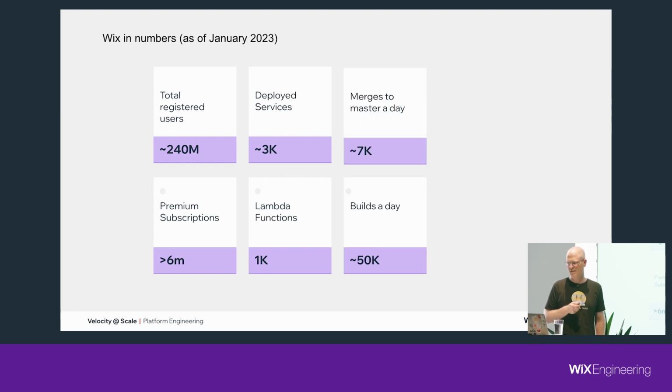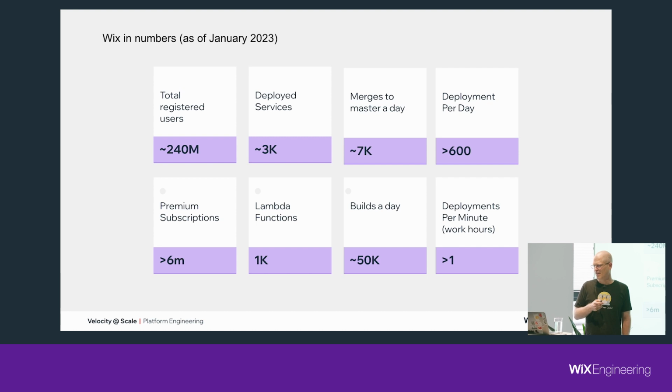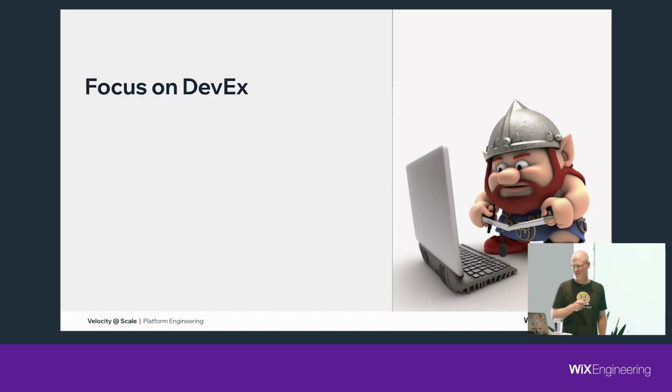Velocity-wise, we have 7,000 merges per day with more than 50,000 builds per day running on distributed cloud. And on a daily basis, we have more than 600 deployments per day, and during work hours, it's more than 1 per minute. So basically, it's like the saying that you can't enter the same river twice. Every time you visit a Wix site, you see a different system.